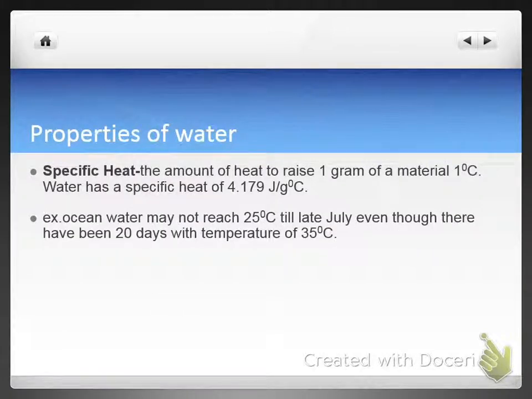And then the last property is specific heat. Water is very slow to heat up and very slow to cool down compared to, say, metals. For example, if you think about putting a pot on the stove and putting water in it and bringing it to the boil, the pot itself will get hot enough to burn you, and the water inside will still be cool and not burn you.